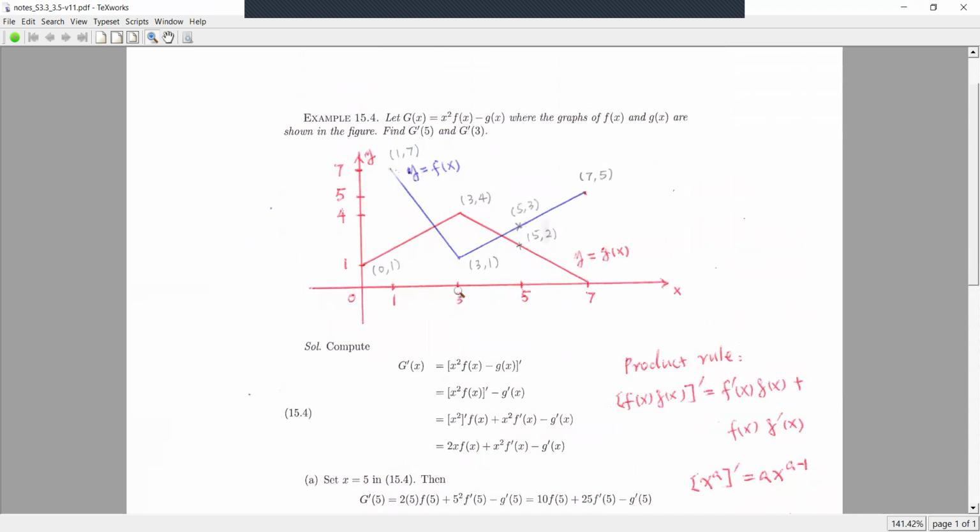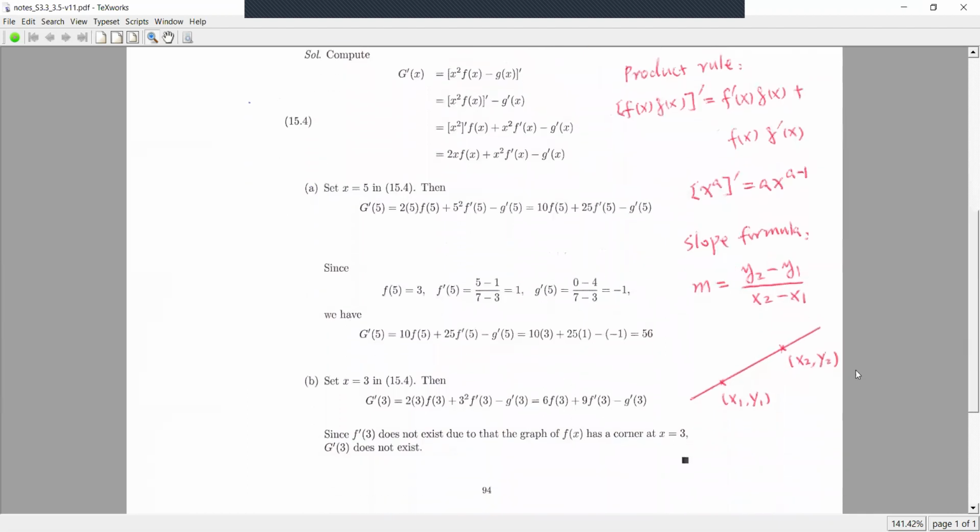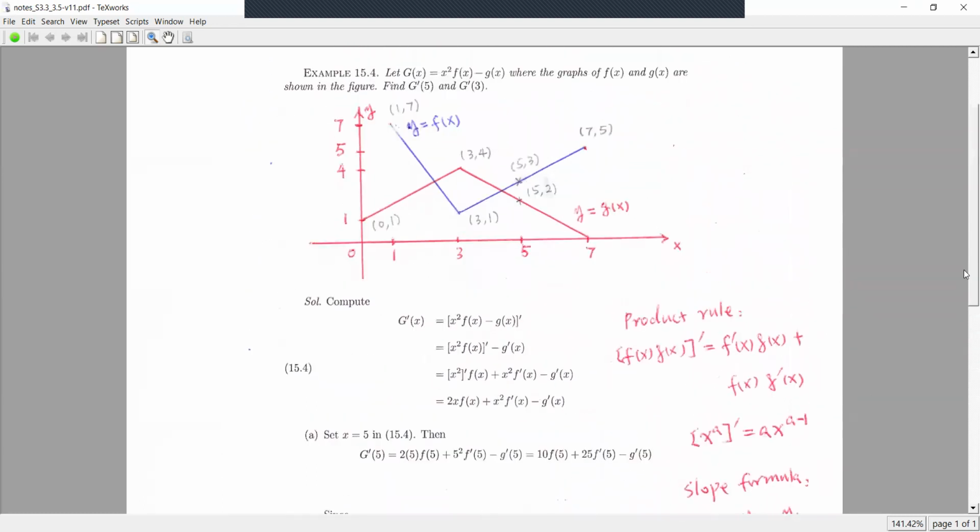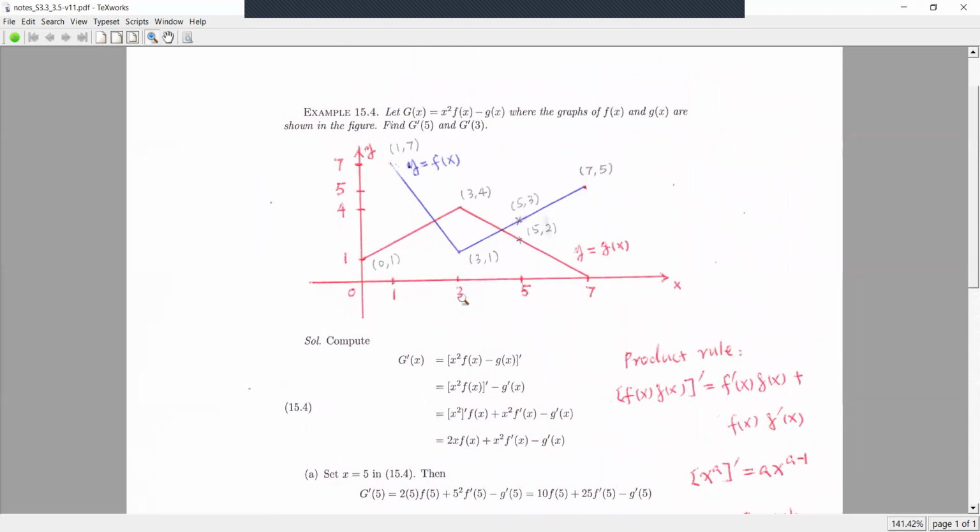At the point 3, the height of the blue curve is 1. Therefore, the function f, its value at 3 is equal to 1. Yes, f of 3 is 1. Now, determine the derivative of f at the point 3. This is the slope of the tangent line at the point 3.